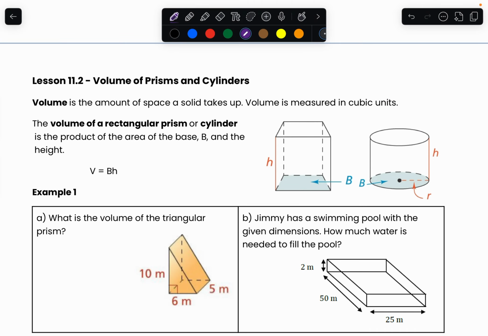Okay, this video is going to be about 11.2, which is about the volume of prisms and cylinders. Now, volume is the amount of space a solid takes up. Volume is measured in cubic units, so whatever the measurement you have, you have to cube it.